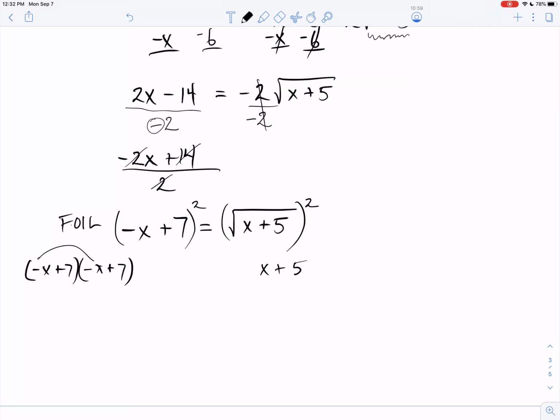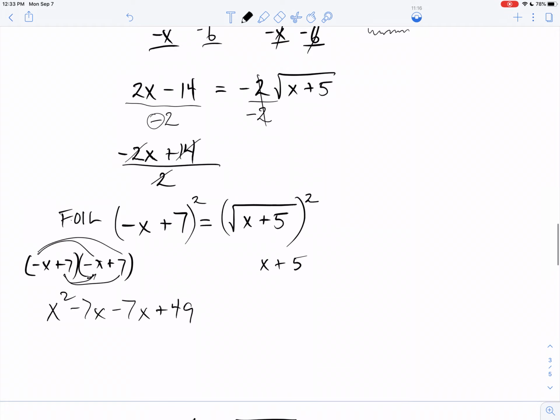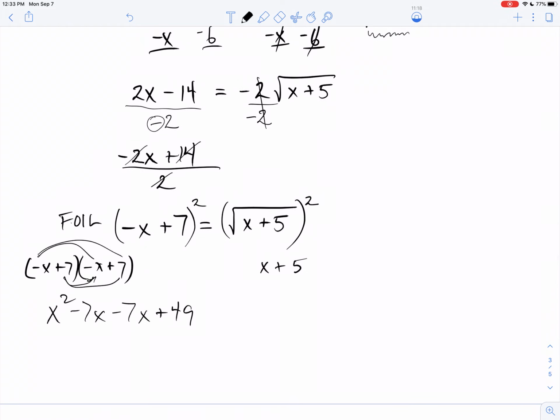I'm going to get x squared. I'm going to get a minus 7x. I'm going to get another minus 7x. And then I'm going to get a 7 times 7, that's 49. So what do I get on this left side of my problem? I end up with x squared minus 14x plus 49. What does it equal? It equals x plus 5.